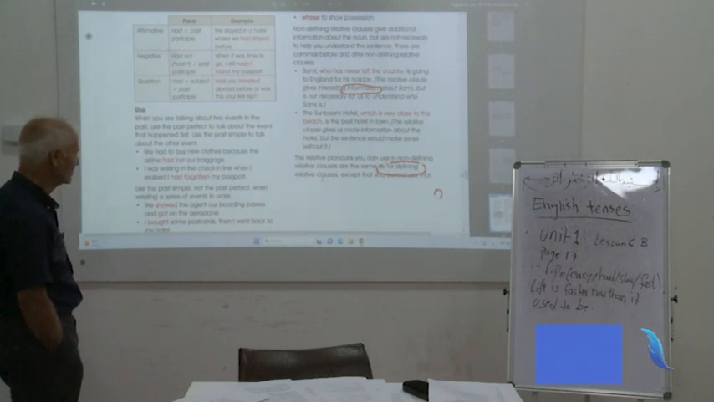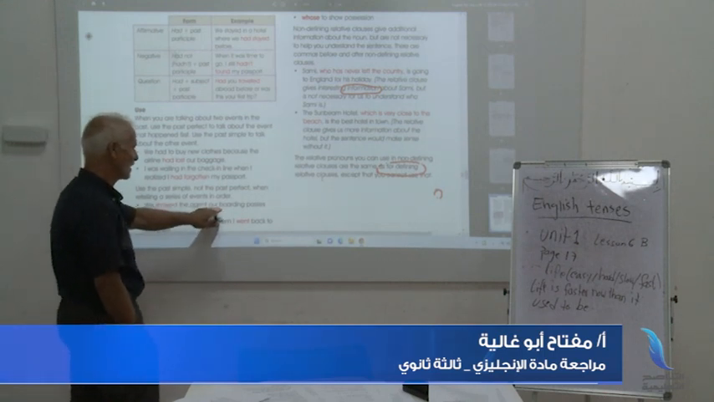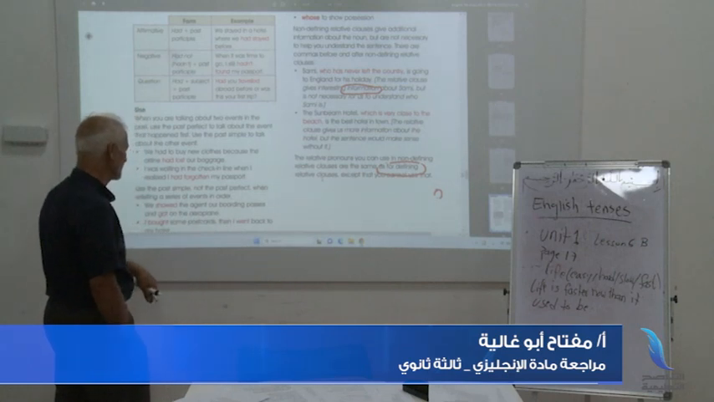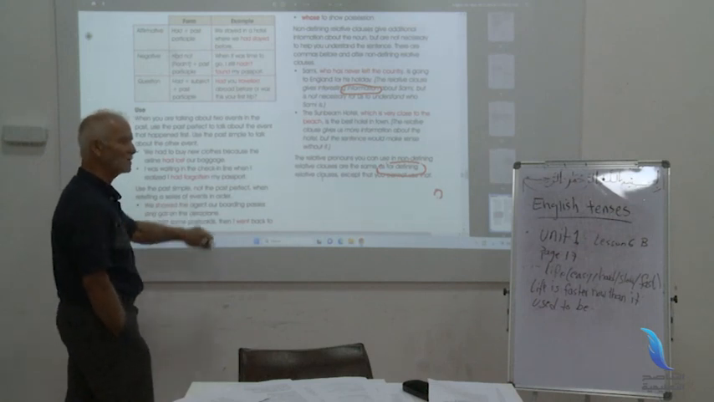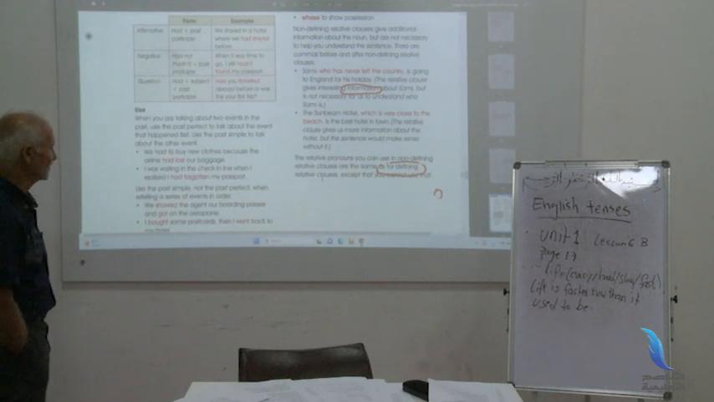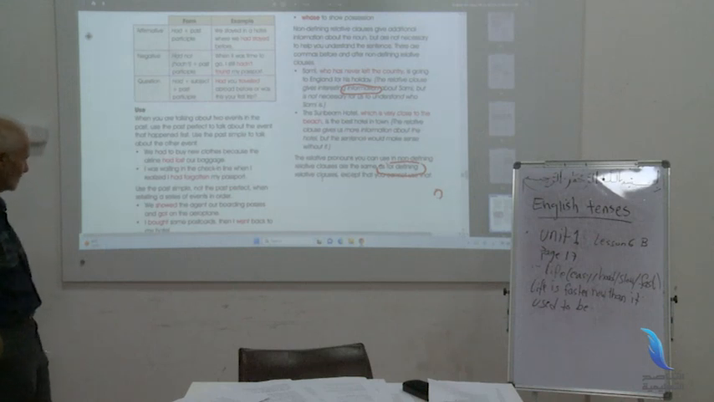You see, two things happened. The first one, we showed the agent our boarding passes. And the second event is, and got on the airplane. So getting onto the airplane is one event. Showing the agent the boarding passes is another event. I bought some postcards, this is one event. Then I went back to my hotel.